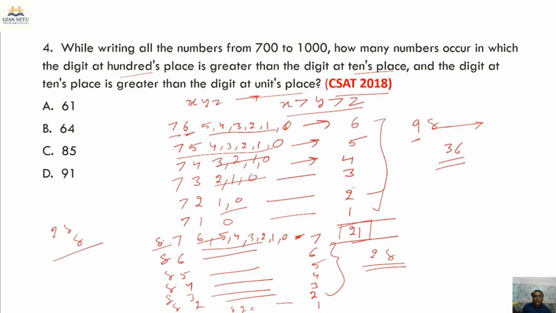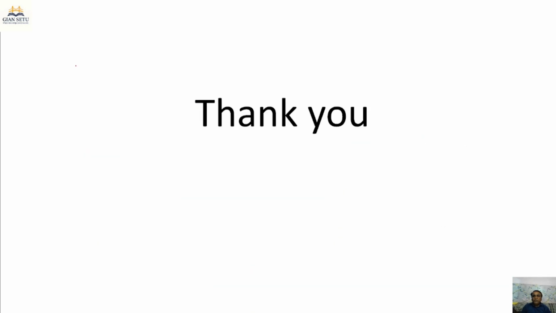So how many numbers are there in total? 21 plus 28 plus 36. If we add all these numbers, it will be 85. So the answer is C here. These were a few questions on number system from the previous year UPSC CSAT paper 2018.